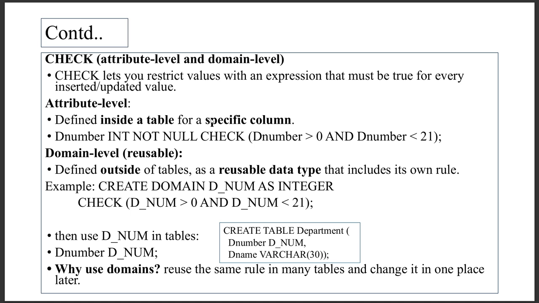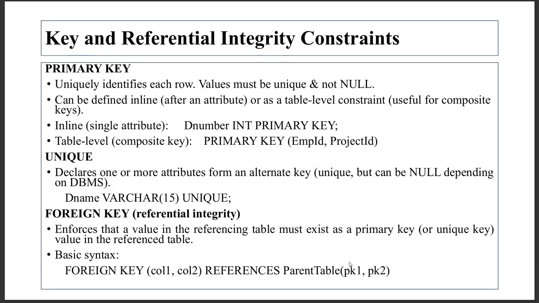Now, domain level, reusable. It is defined outside of tables as a reusable data type. Why do we need to use domains? To reuse the same rule in many tables and change it in one place later. Key and referential integrity constraints. Now, primary key. As I said already, it uniquely identifies each row. Values must be unique and not null.